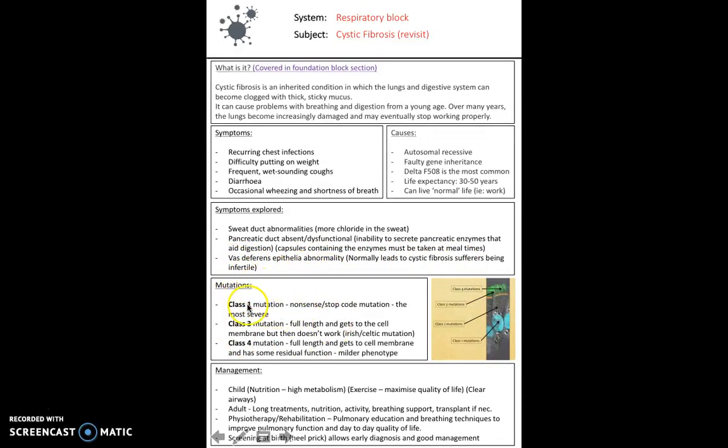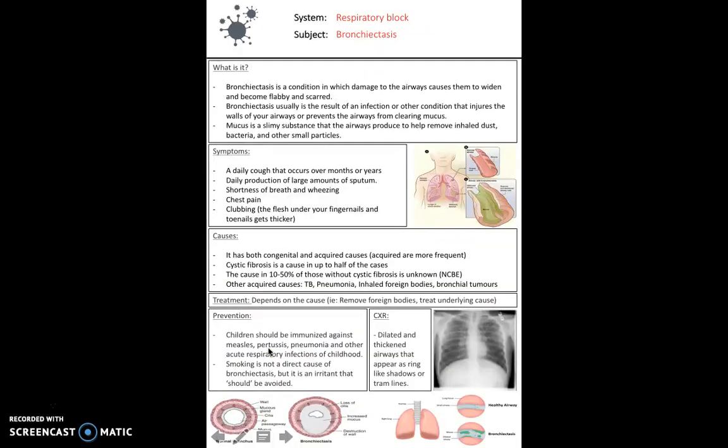Also, here there are the mutations which you can reference, in relation to this diagram, which was taken from one of the lectures. It allows you to understand the differences in the class mutations and which ones are more severe and which ones are less severe.